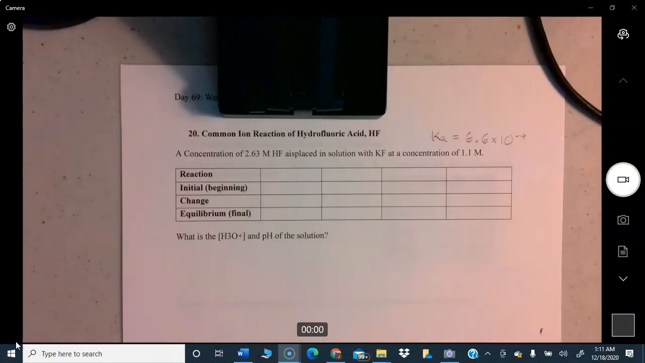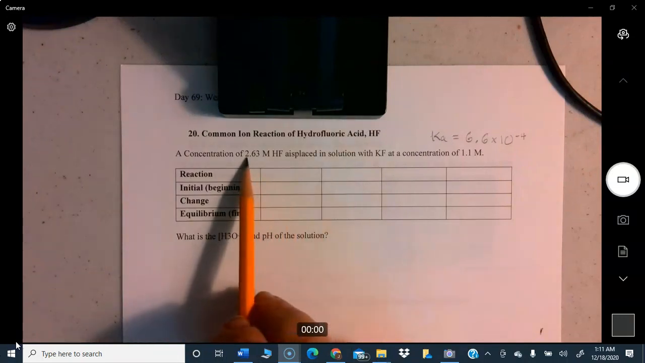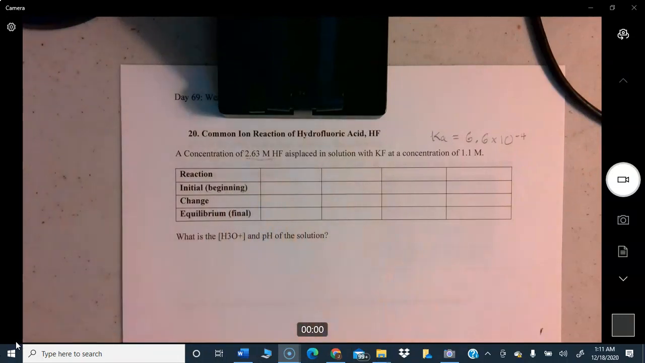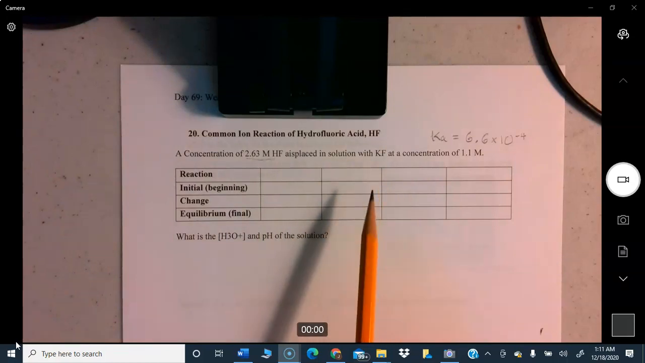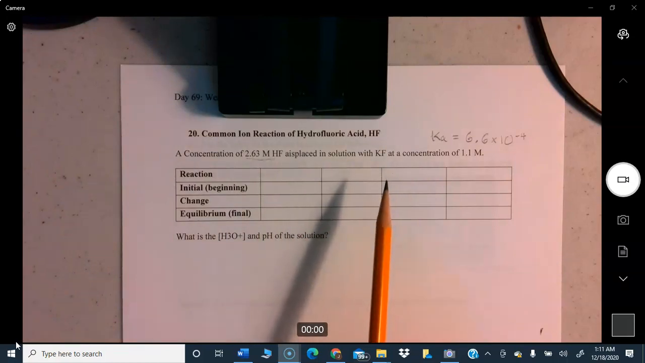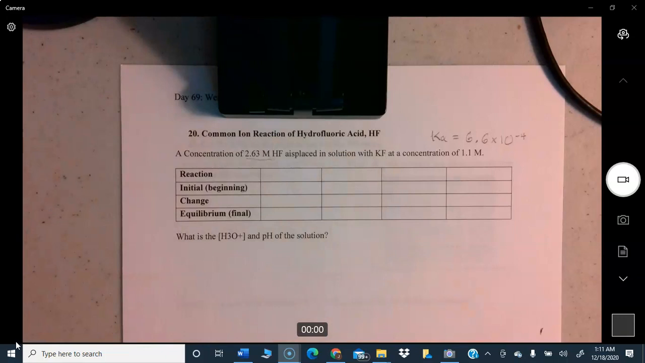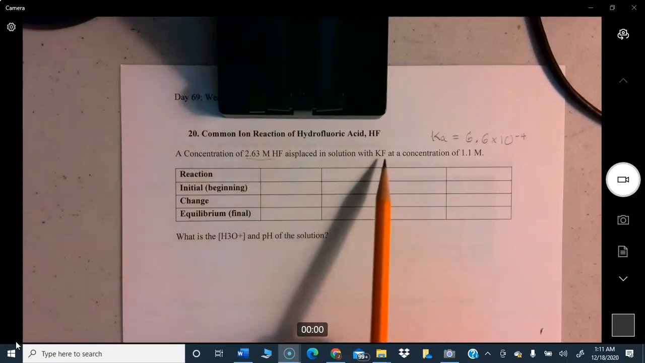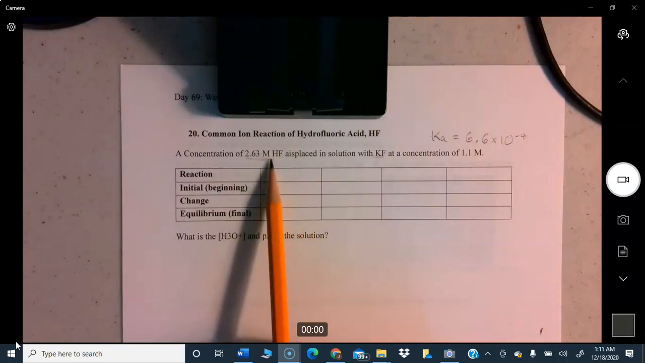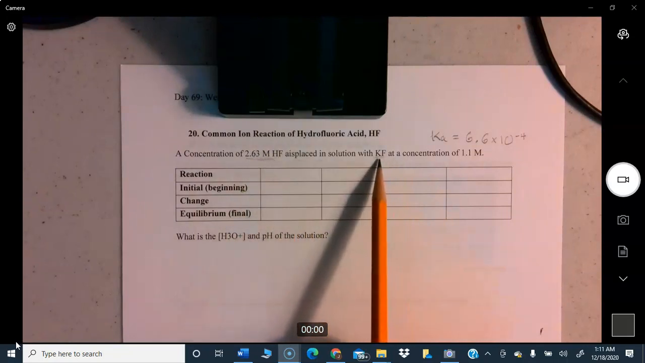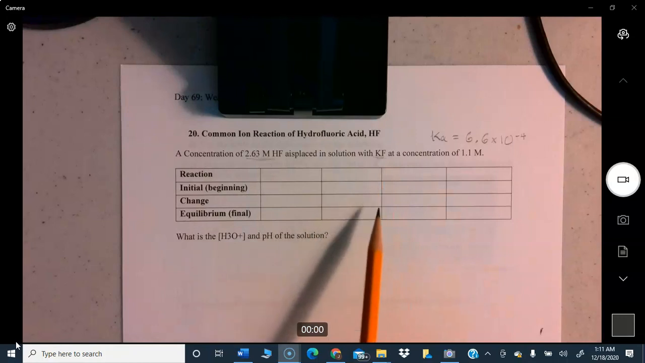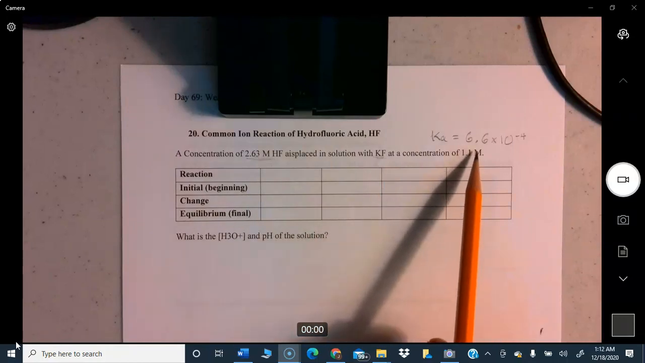All right, now we're going to do a problem with the same concentration of hydrofluoric acid, but this is a common ion reaction problem with the common ion effect. What we're going to do is before we put this in the solution, we're going to put some potassium fluoride in the solution first at this concentration.